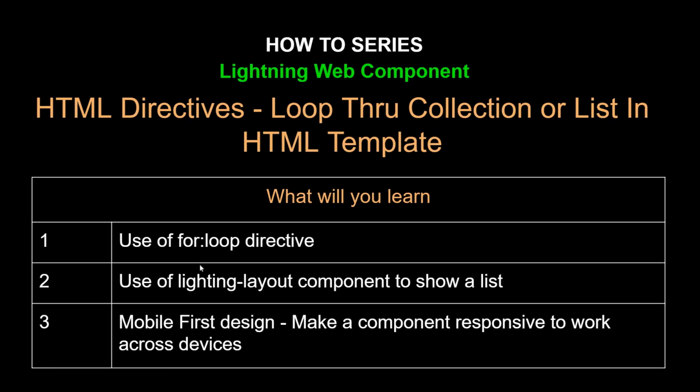So as the name indicates, loop. We will be dealing with collections or a list of records. And when you have a collection or a list of records in your code and you want to loop through that and show it on the screen, we can use this for loop directive. So you will learn the for loop directive.